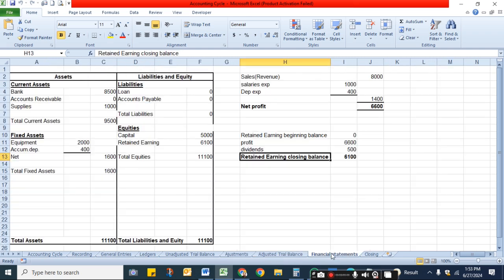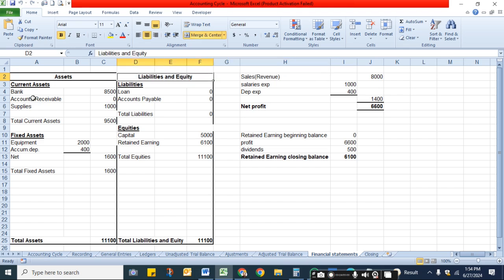Now we have got financial statements. This is the balance sheet, ladies and gentlemen. As you know, the bank, all the balances: receivable zero, supplies 1,000, total current assets this, then liabilities we have got loan zero, accounts payable zero, total liabilities zero, capital 5,000, then retained earnings 6,100 we have got.